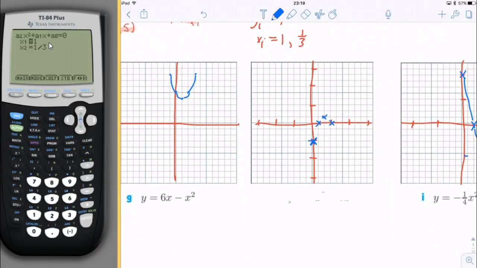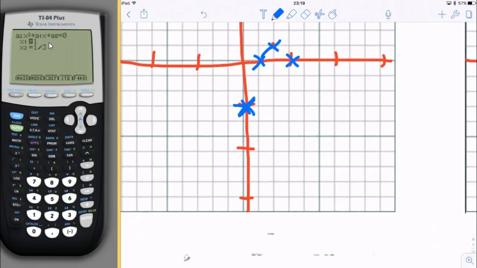So just with this, we can already kind of see what the parabola looks like, right? It's going to be kind of like that. Okay?